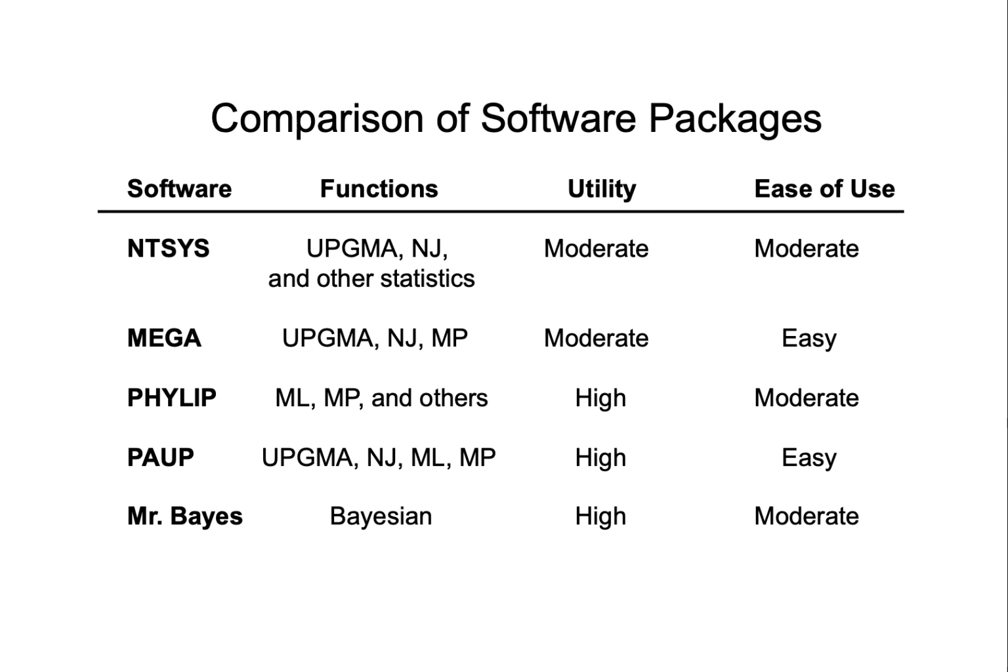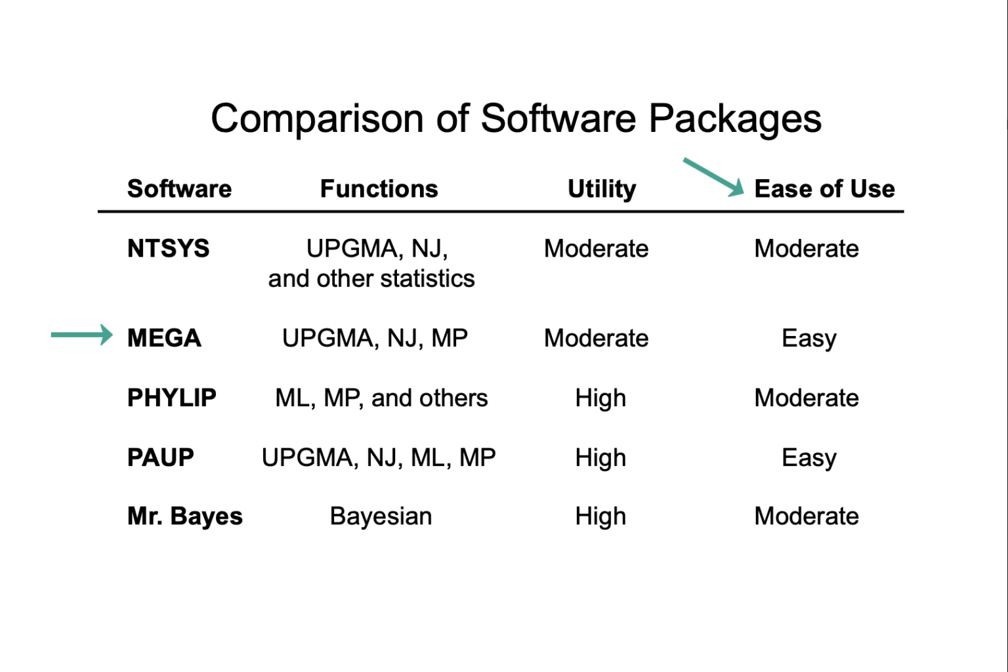So as far as those packages, here are the different programs, with the different algorithms in each one. NTSYS, MEGA, PHYLIP, PAUP, and MrBayes. The utility of each one of those, especially PHYLIP, PAUP, and MrBayes, are high. MEGA, I think it's moderate to fairly high. It's a good system.